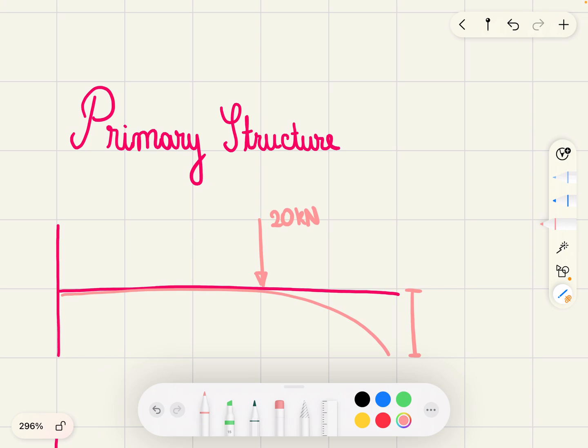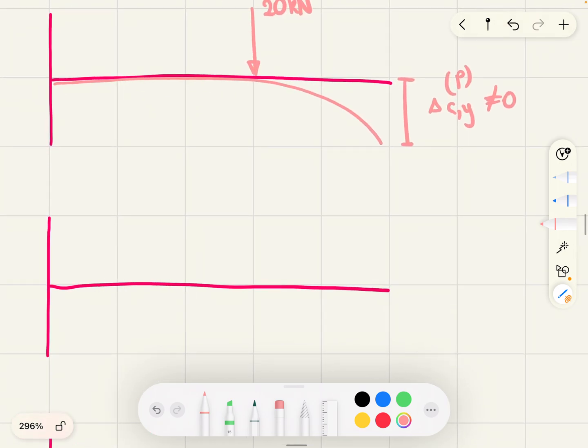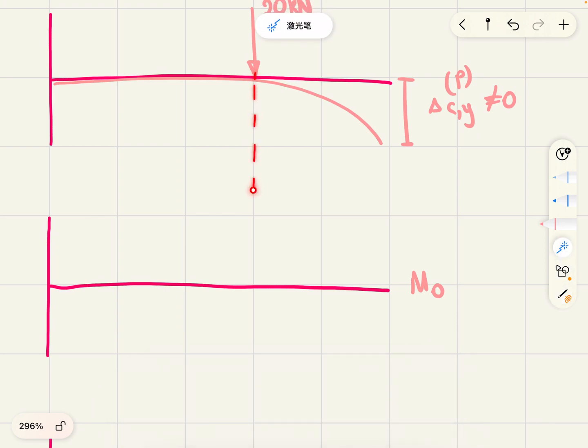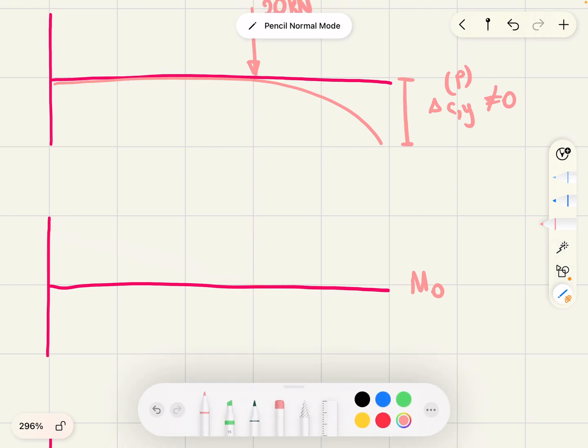And here we have delta C in the y direction due to the point load P that does not equal 0, because we see that there is a displacement. Now we're going to draw the real bending moment diagram due to this point load. So this is where it starts acting from. So this is how a bending moment diagram is going to look.